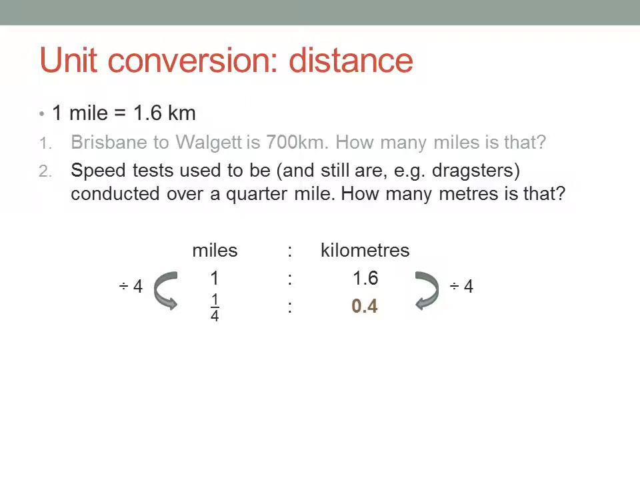0.4 kilometres. Careful now, have I actually answered the question? Not quite. I need to give the number of metres. Well, 0.4 kilometres is the same as 400 metres. A quarter mile is 400 metres.